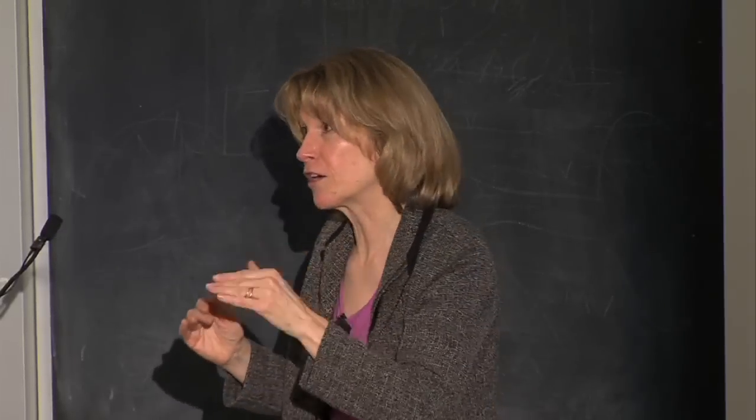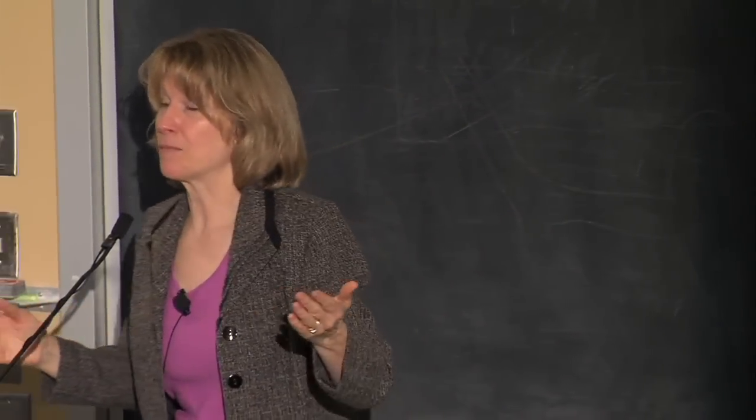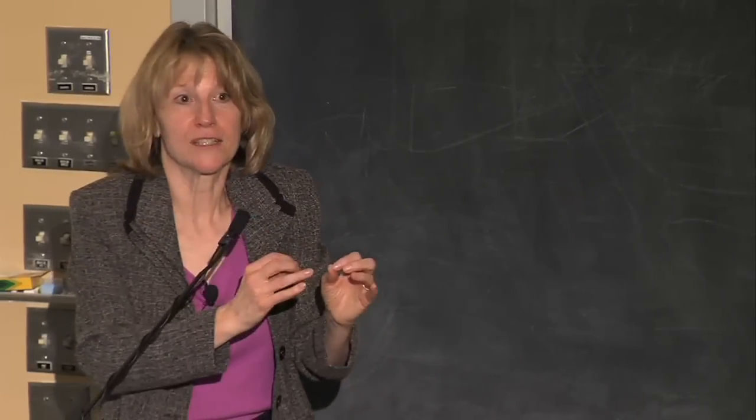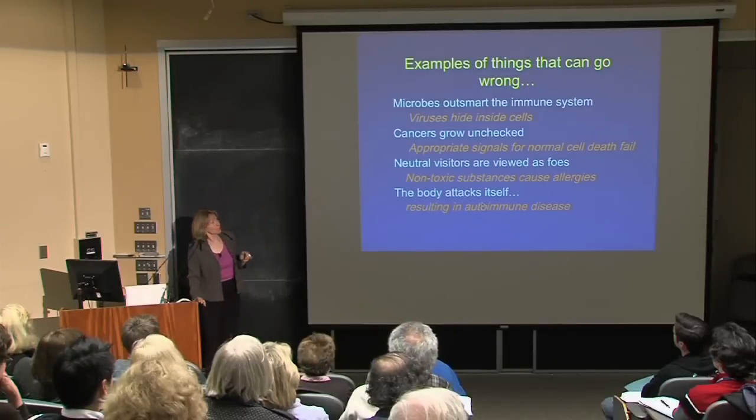And then they use that cell's machinery to multiply. So that's an example with HIV. HIV is a virus that gets inside the cell, and then HIV can replicate. Okay, so viruses, many of them are very sneaky, trying to bypass many of the immune defenses by getting into a cell and then kind of hiding. Pretty clever. Cancers can grow unchecked.